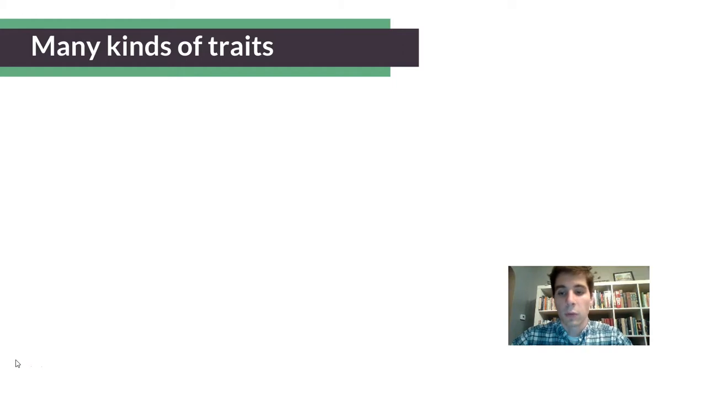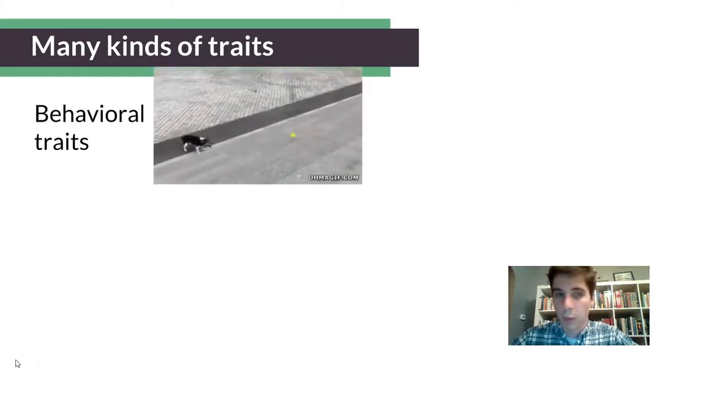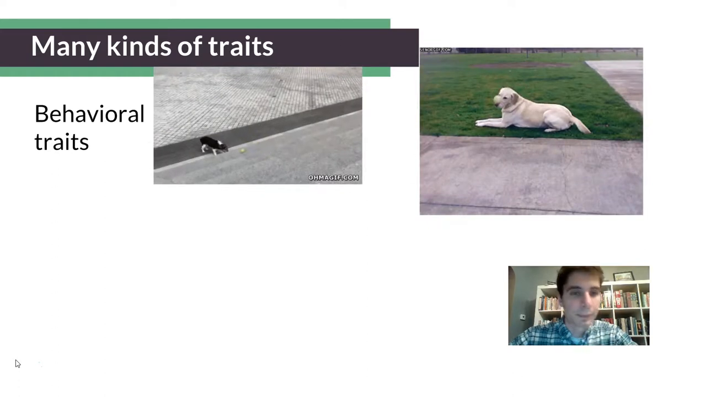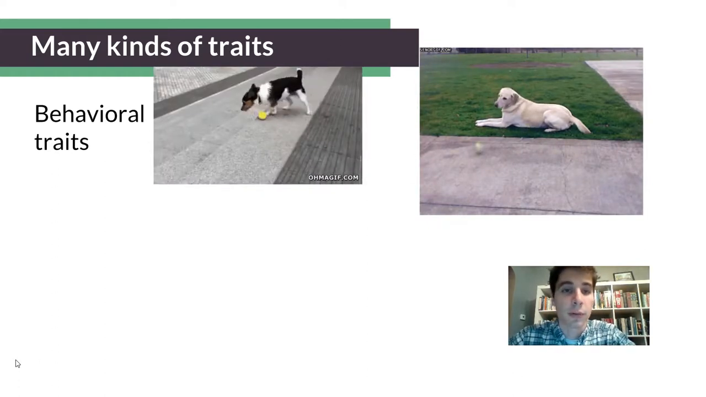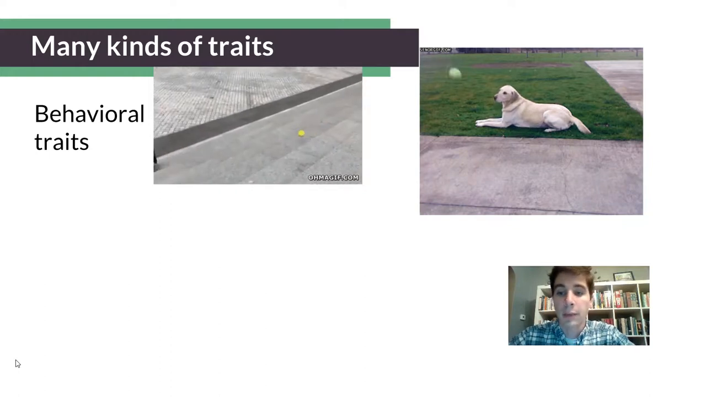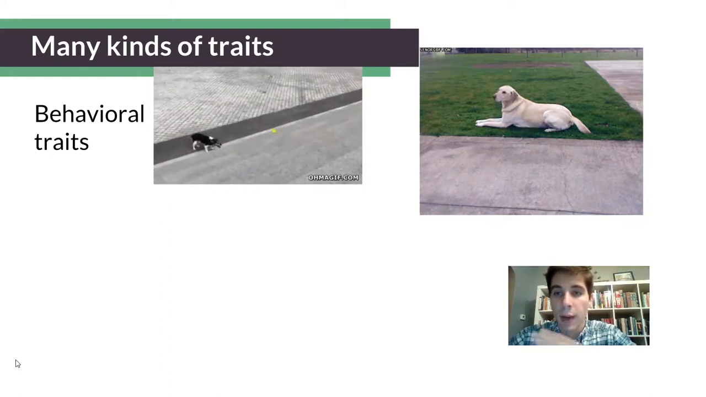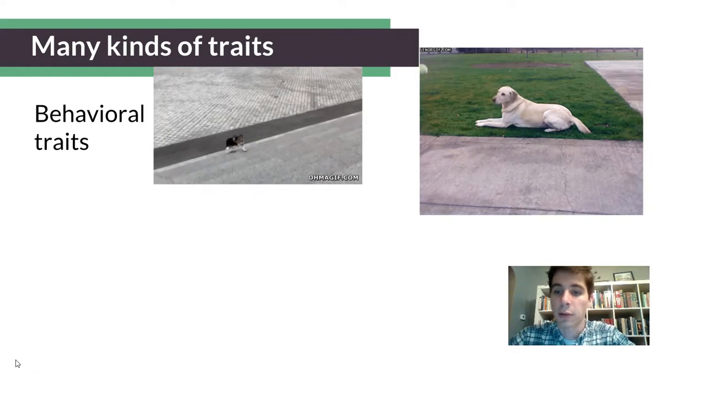Okay, so let's go back and see how these two different influences, environment and DNA, might impact the different types of traits we talked about. With behavior traits, we said we might have a dog that's just predisposed to running up and down the stairs, but we could also, if we wanted to, train this dog to not respond to the toy at all.